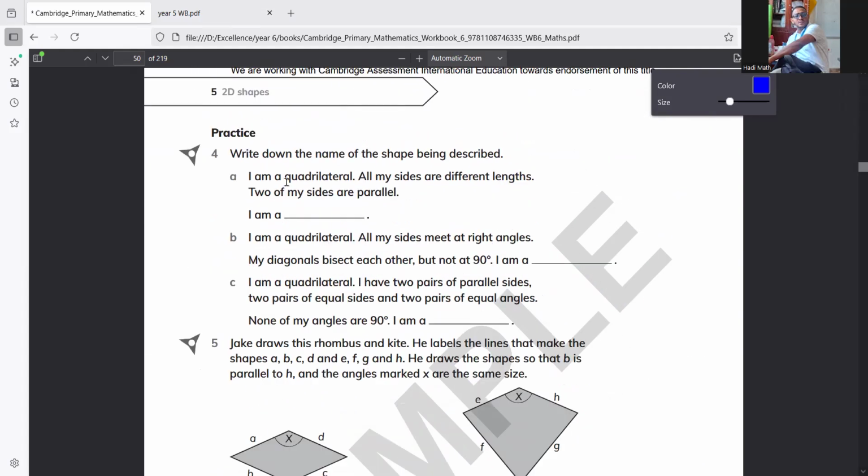Write down the name of the shape being described. I'm a quadrilateral. That means I have 4 sides. All my sides are different lengths, which means no 2 sides are equal. When we say all the sides are different, one thing should immediately jump to your mind: the trapezium. Two of my sides are parallel, so I am a trapezium, because the trapezium is the only one that has no two equal sides.